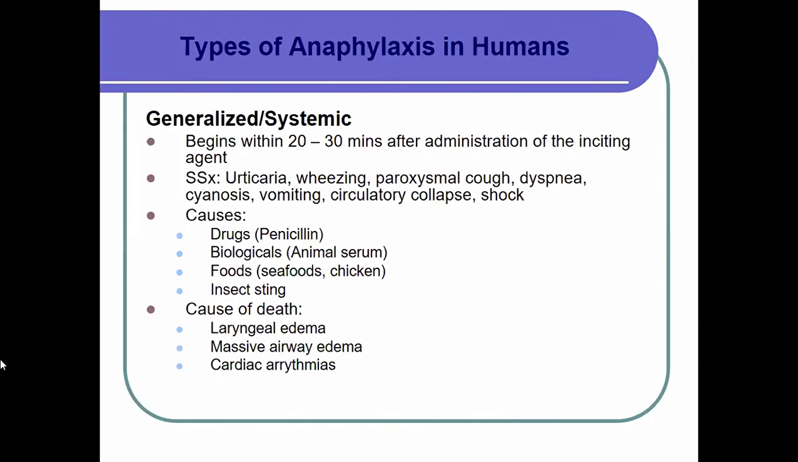So types of anaphylaxis in humans, again, there are two types. We have the local and generalized. The generalized is more dangerous. It usually begins 20 to 30 minutes after the exposure to the inciting agent. The manifestations in the patient may be urticaria, wheezing, paroxysmal coughing. The patient may have dyspnea, cyanosis, vomiting, circulatory collapse, and the patient may be in shock.